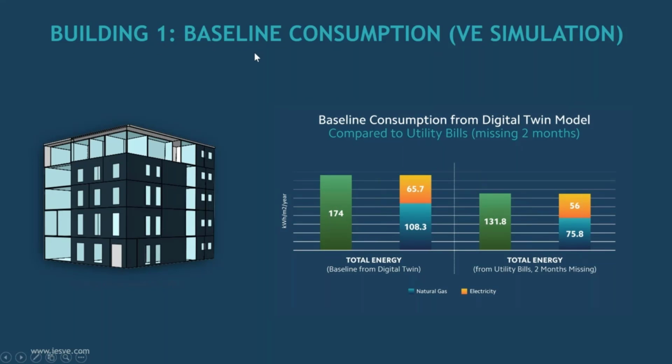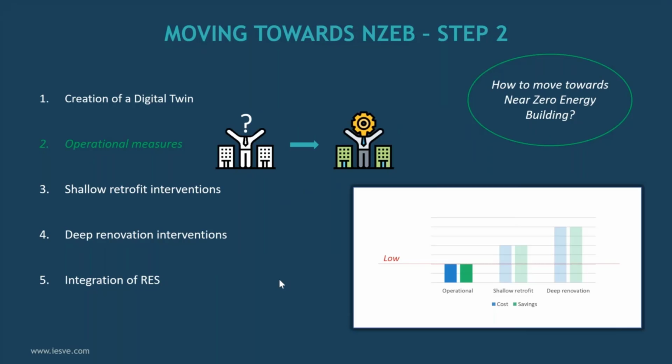So coming back to the educational building, this is the baseline energy consumption. After the simulation, you can see it's higher than the utility bills because there were the 2 months missing, November and December, which are quite high in terms of natural gas consumption. So this is the situation, the total energy and the split between natural gas and electricity of the baseline model. And now the next question will be, how do we move towards a near zero energy building?